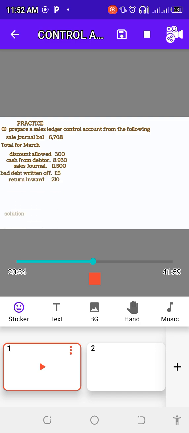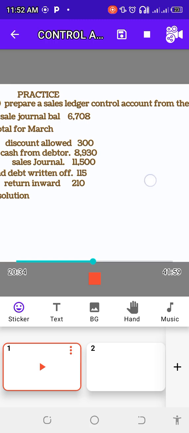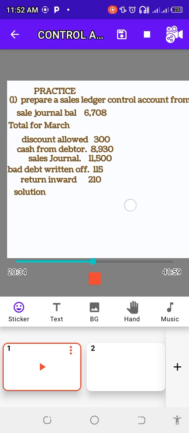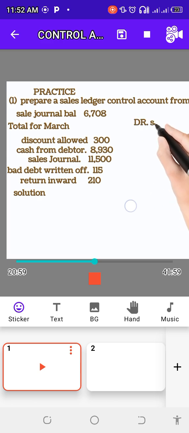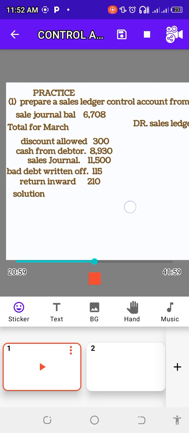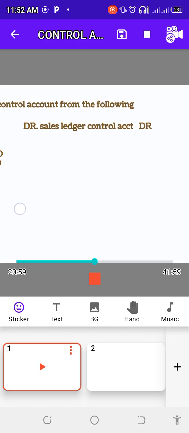Now let us go into practice. Practice number 1. It says, prepare a Sales Ledger control account from the following: sales ledger balance 6,708, total for March, discount allowed 300, cash from debtor 8,930, sales journal 11,500, bad debt written off 115, then return inward is 210.